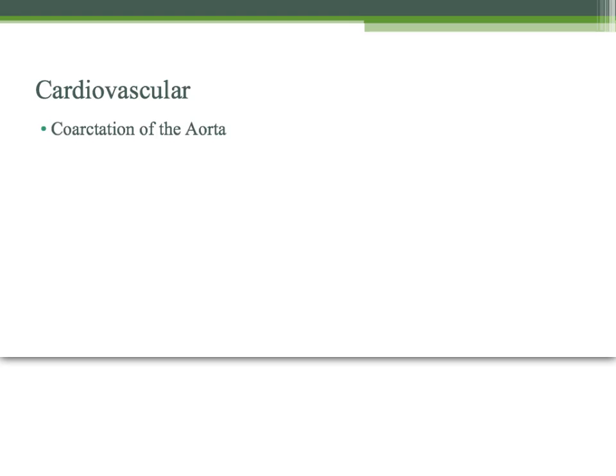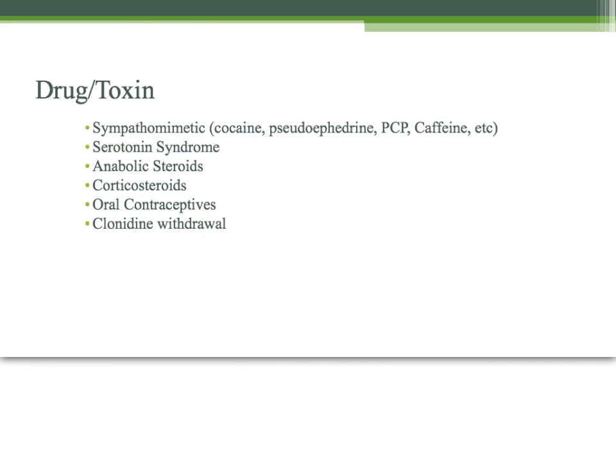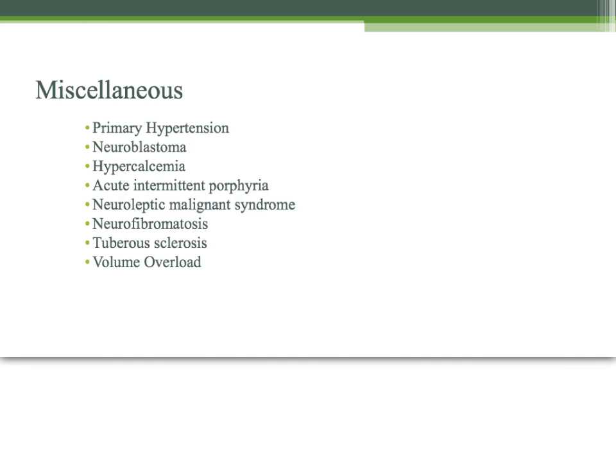I kid you not, this list came from UpToDate, and it listed cocaine as a primary cause of hypertension in children. I'm hoping those children are at least like 16 or 17. And how many kids are doing steroids? And then under miscellaneous causes of secondary hypertension, primary hypertension.